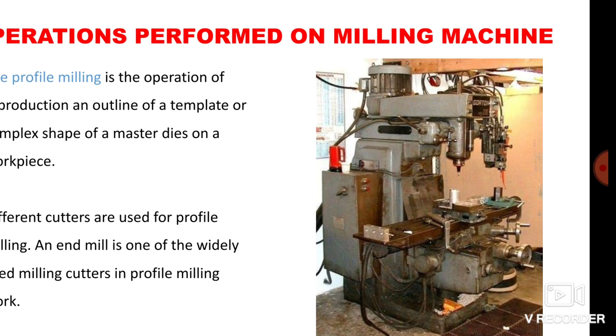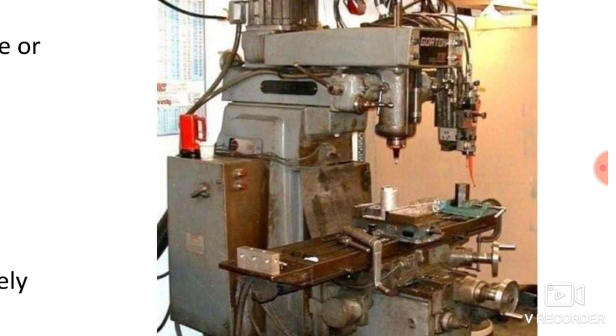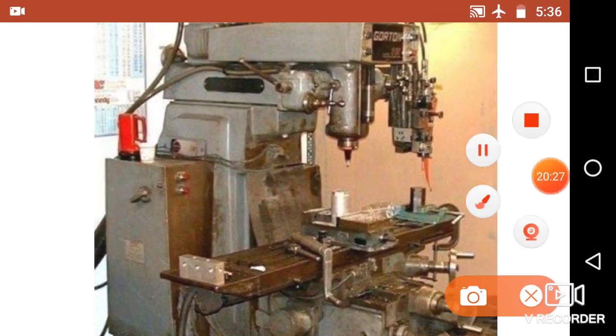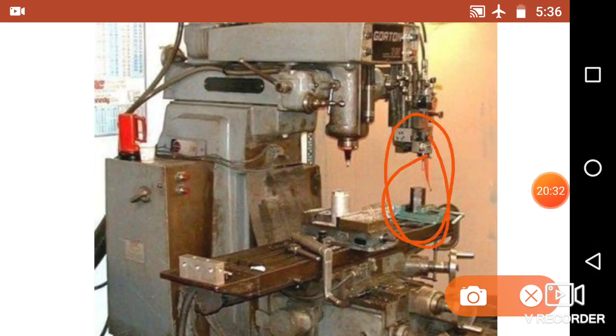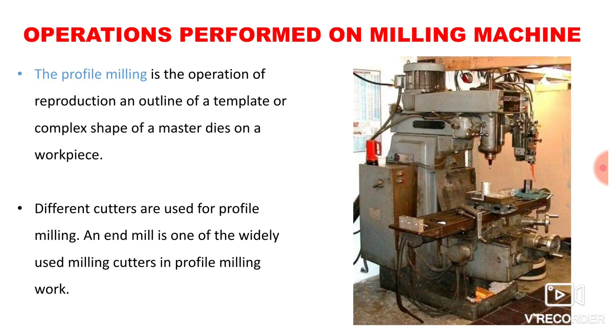So with this image you can understand profile milling. Here you can see the die which is placed over the table of the machine, and this is nothing but the workpiece. And there is one stylus. I will clear this first, and now we will see.